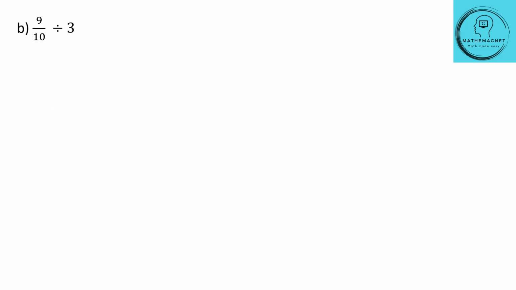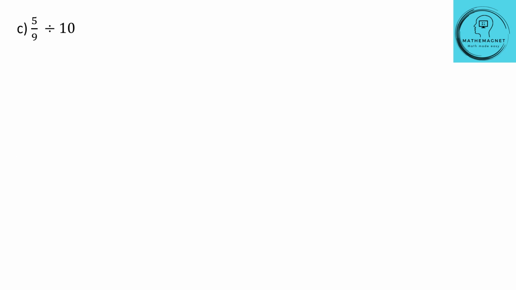The second question, 9 by 10 divided by 3. That will be equal to 9 by 10 into 1 by 3. Now 3 and 9 will cancel out each other by 3 times. So it will become 1 and 3. So that will be equal to 3 into 1 by 10 into 1. So that will be 3 by 10.